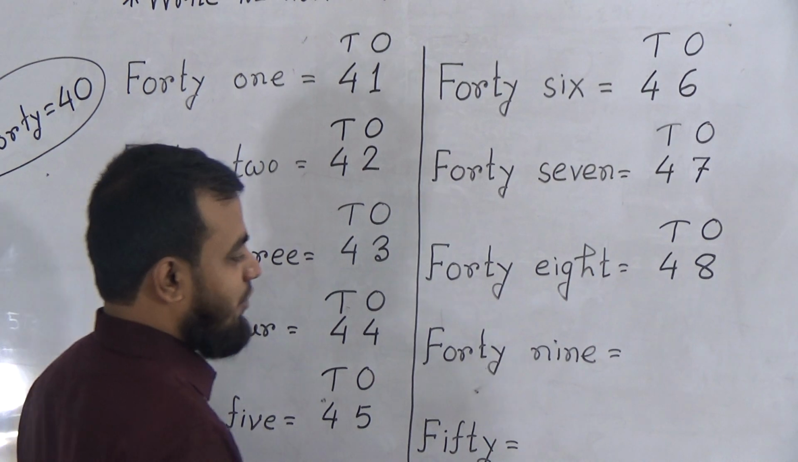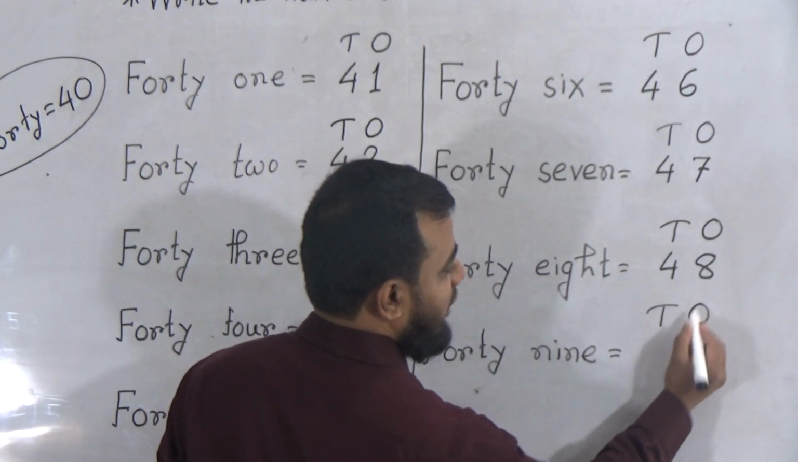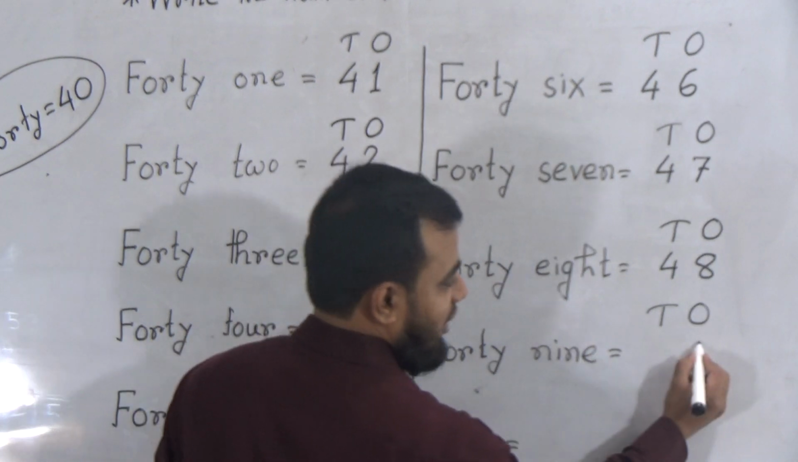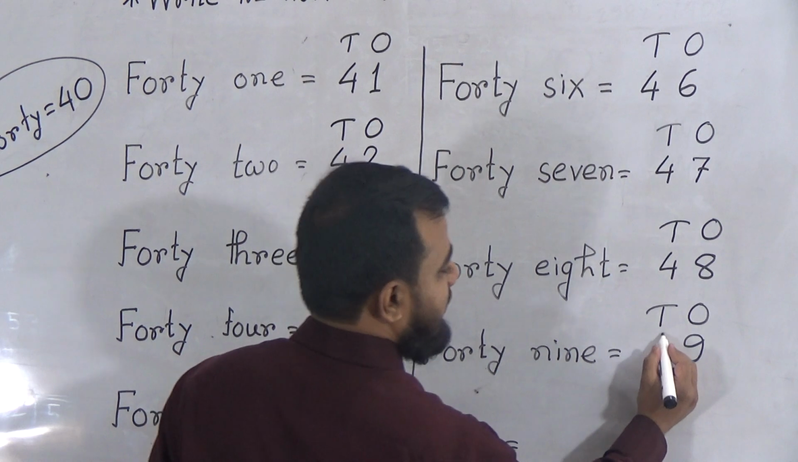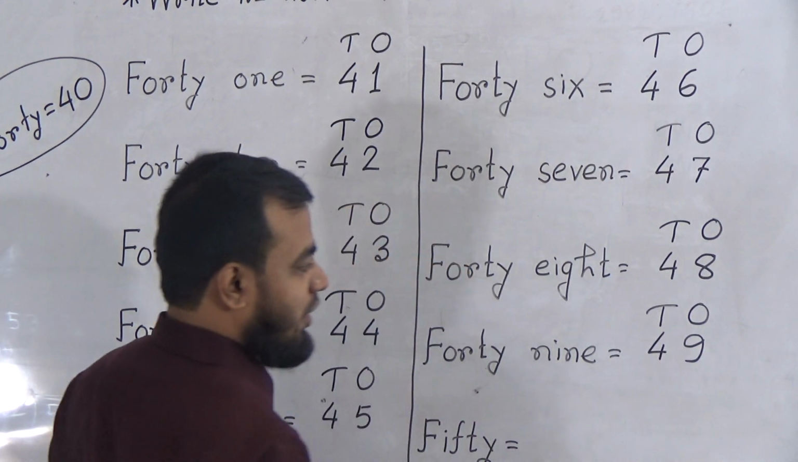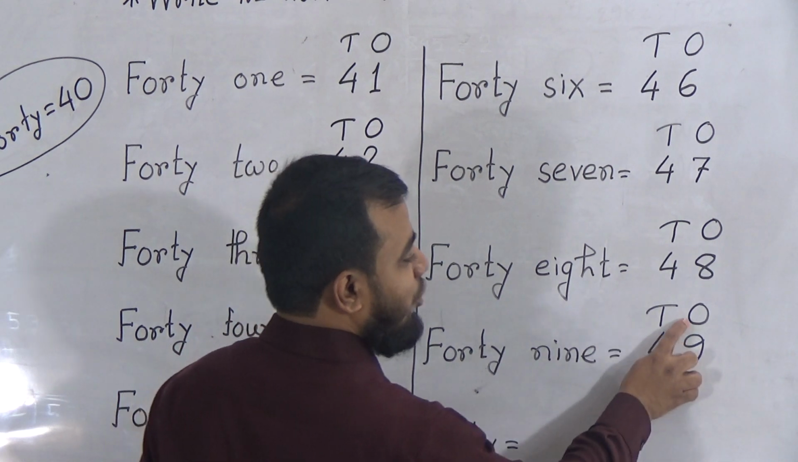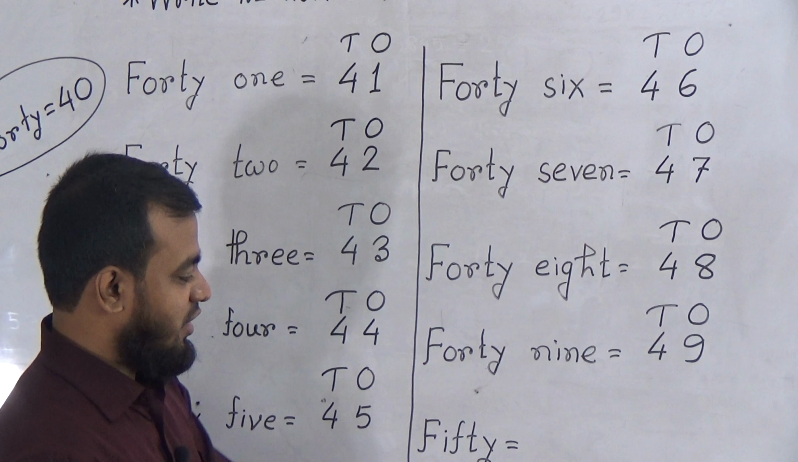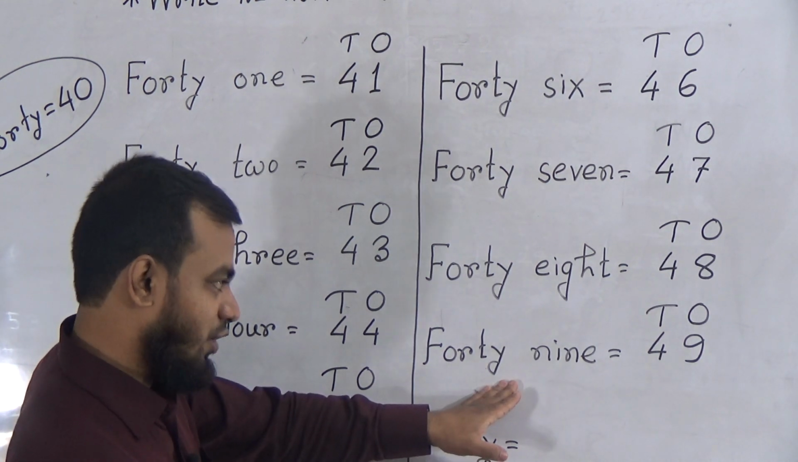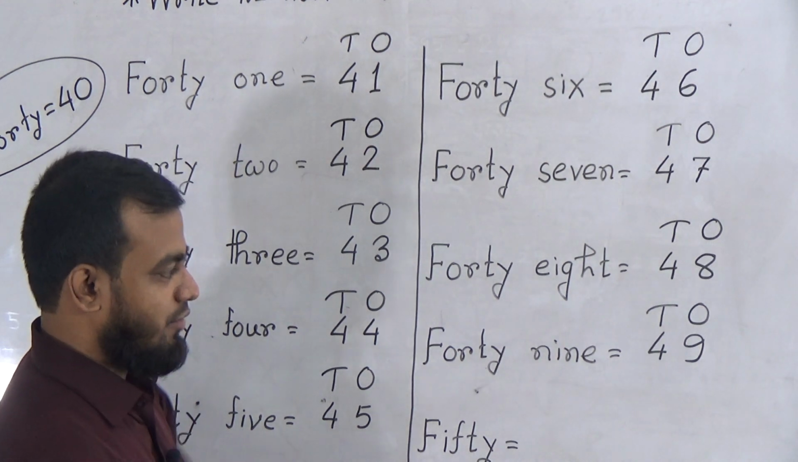After 48, the number that comes is 49. My dear students, to write down 49, in the ones position you should write down the digit 9, and in the tens position we should write down the digit 4. That means 4 and 9 makes the number 49, or you can say that 4 tens and 9 ones makes the number 49. Our last number, my dear students, after 49, the number that comes is 50, which is our last number today.